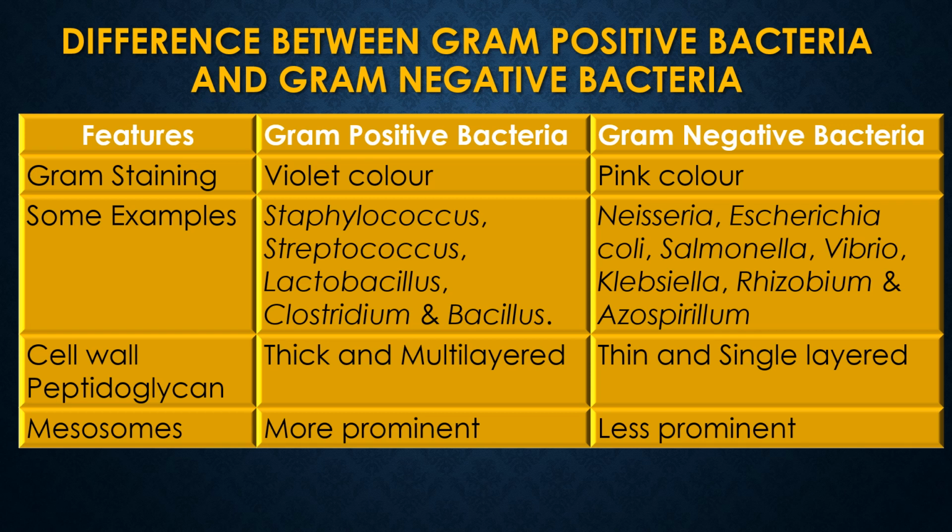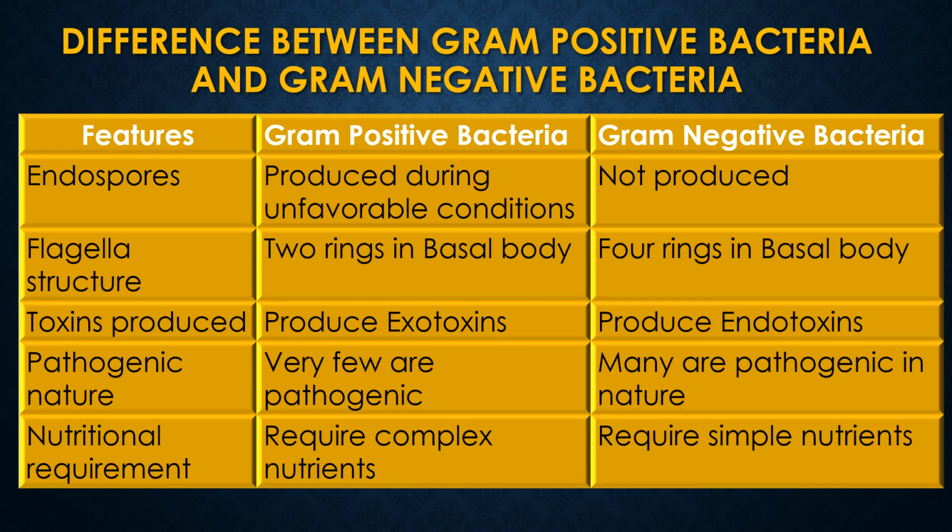Regarding the cell wall peptidoglycan, in gram-positive bacteria it is thick and multi-layered, and in gram-negative bacteria it is thin and single-layered. The mesosomes are more prominent in gram-positive bacteria and less prominent in gram-negative bacteria. Next, the endospores. Gram-positive bacteria produce endospores during unfavorable conditions, but in gram-negative bacteria, endospores are not produced.